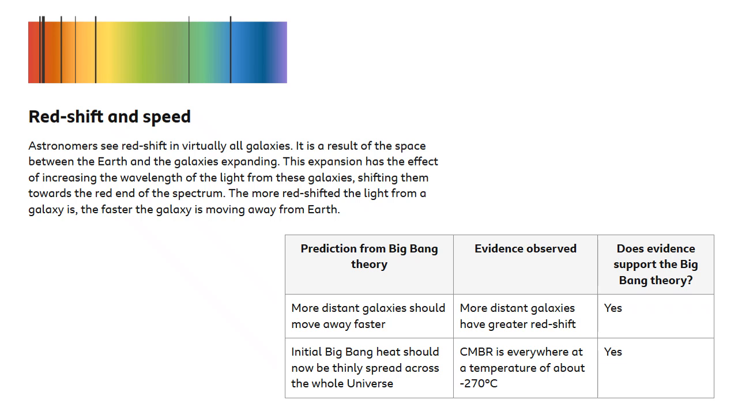So, the prediction from the Big Bang: more distant galaxies are moving away faster. We see more redshift. Yes, it supports the Big Bang. Initial Big Bang heat should now be thinly spread across the universe. So because of the cosmic microwave background radiation, CMBR, we see microwave, because before it was gamma rays, it's been stretched into microwaves and the temperature is about 3 Kelvin.